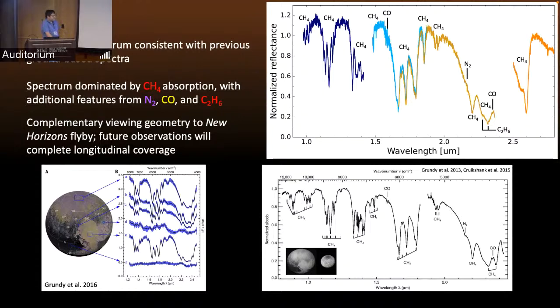Speaking of New Horizons, the flyby observations revealed a very inhomogeneous surface, and this JWST spectrum is the first of 4 that will combine to provide full longitudinal coverage of the Pluto surface. Incidentally, this observation here was taken at almost the opposite viewing geometry to the New Horizons flyby, thereby providing our first high-quality spectrum of that opposite hemisphere.